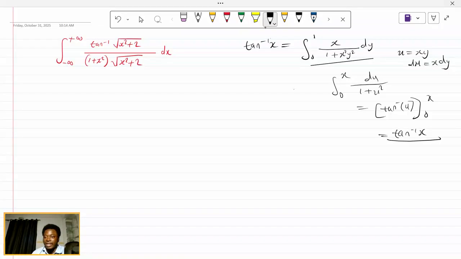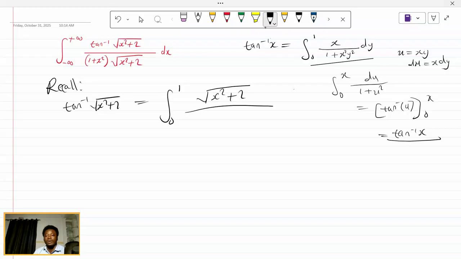We can take advantage of this fact by recalling that tan inverse of square root of x squared plus 2 should equal the integral from 0 to 1. Now the square root of x squared plus 2 is playing the role of x, so you have the square root of x squared plus 2, divided by 1 plus (x squared plus 2) times y squared, dy. This is the formula we're going to use to solve our problem.